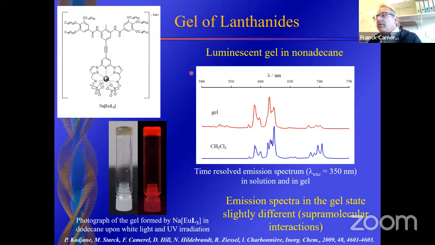Another example: as you can see, you can put whatever you want. Here it's another complex with lanthanides. Here we use europium complexes, and you can make gels which are strongly luminescent in the red due to the use of europium. But if you put terbium, you will have green gels, and you can change the color. We check also the emission, and you can see that the emission is almost the same, but a little bit different due to the supramolecular interaction.